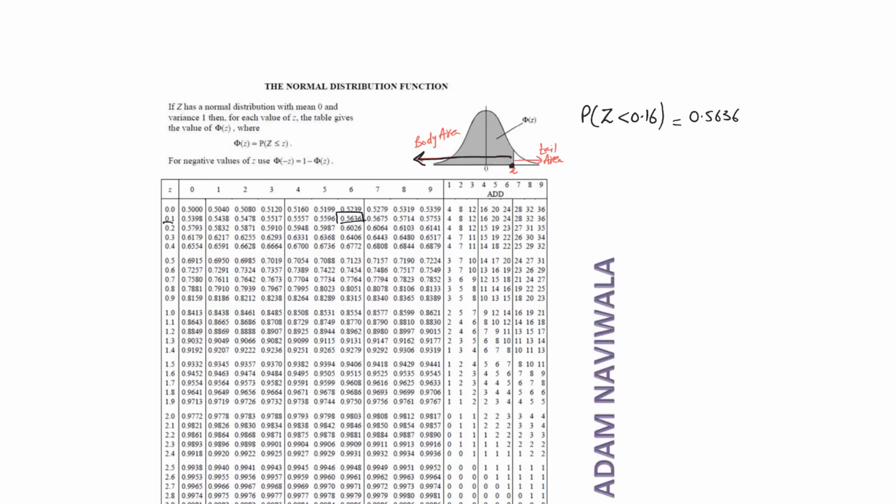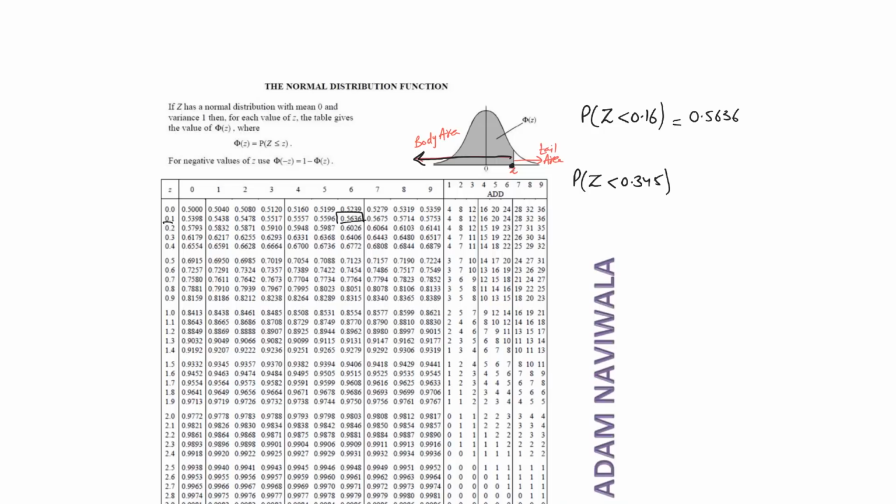Now if you were asked to find the probability of z less than 0.345, this is 3 decimal places for the z value. So again, 0.345 is greater than 0, which means it's a positive z value, and you want to find the probability of z less than 0.345.